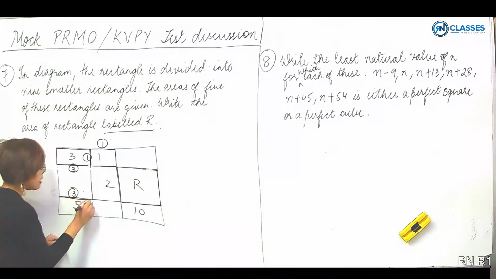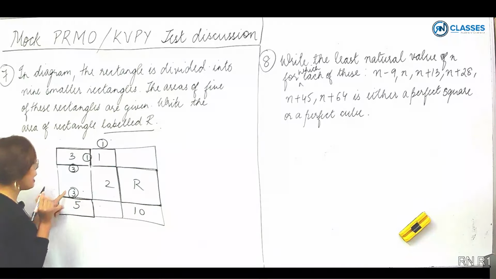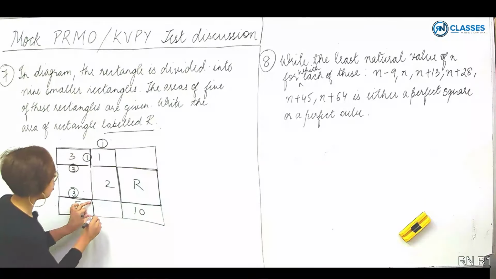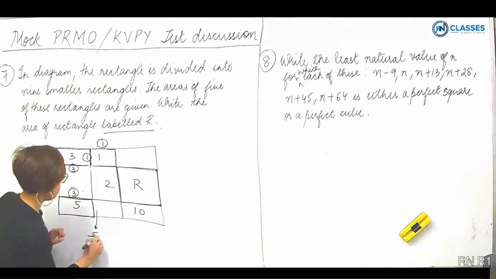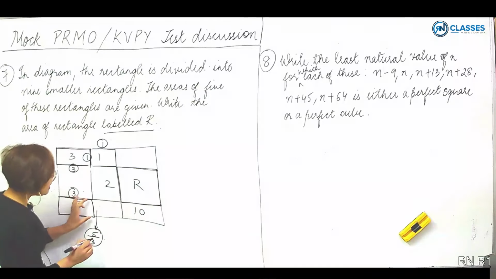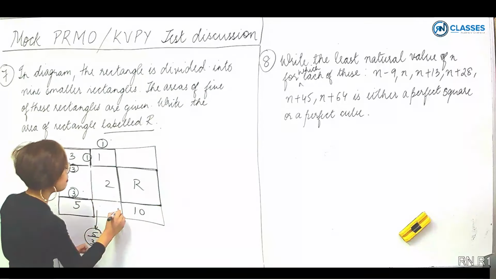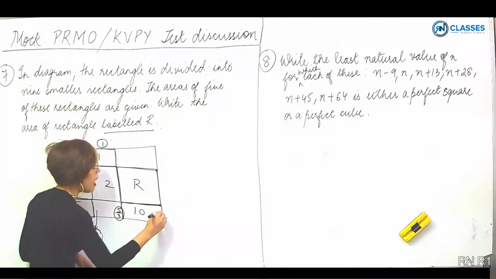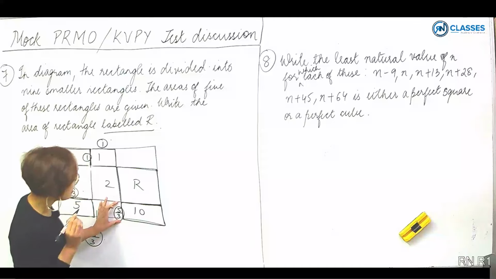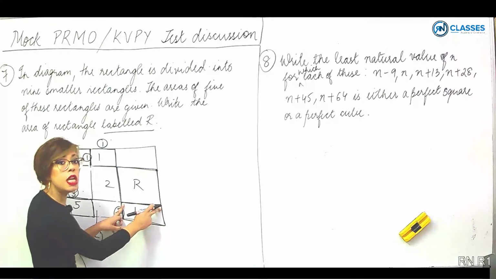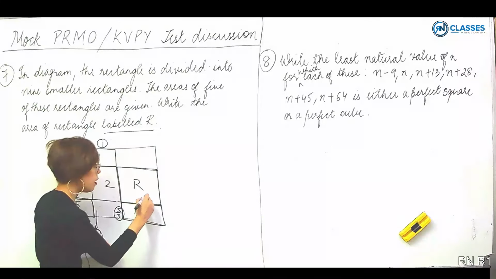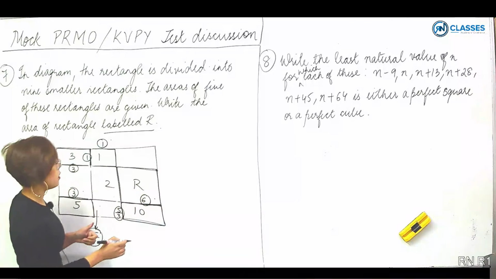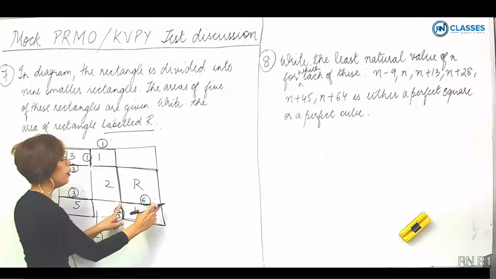Now, the area of this rectangle is 5. If one of the length is 3, that means this length has to be 5 by 3. Right? Now, this length is 5 by 3, that means this length is 5 by 3. Now, come to this rectangle, right? The area is 10. If one of the length is 5 by 3, the second length has to be 6. Right? Okay, so that means for this rectangle, I already know one length.